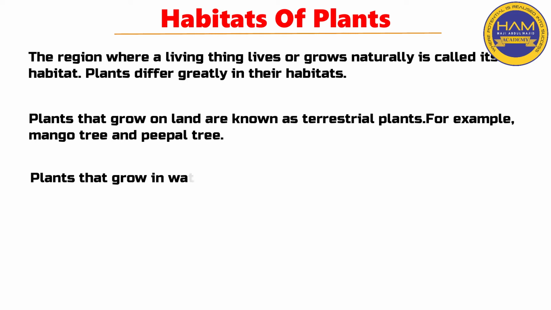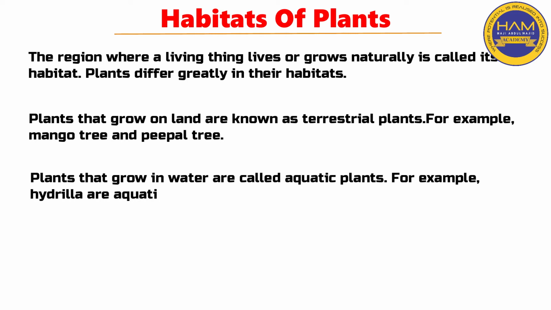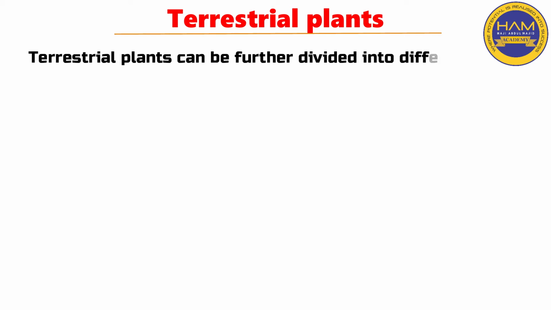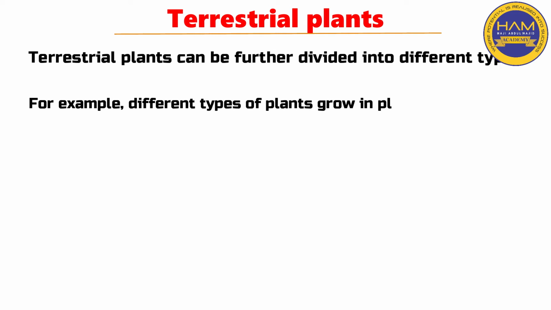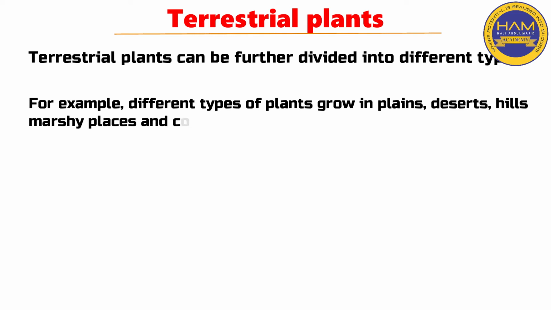Plants that grow in water are called aquatic plants. For example, lotus and hydrilla are aquatic plants. What are terrestrial plants? Terrestrial plants can be further divided into different types. For example, different types of plants grow in plains, deserts, hills, marshy places, and coastal areas.